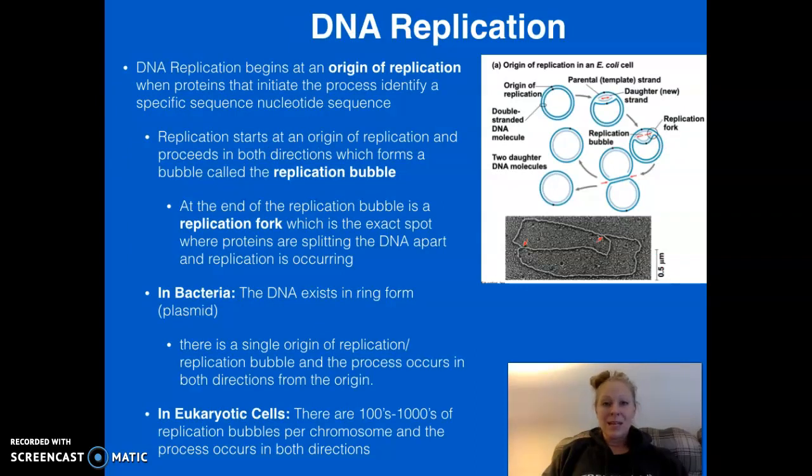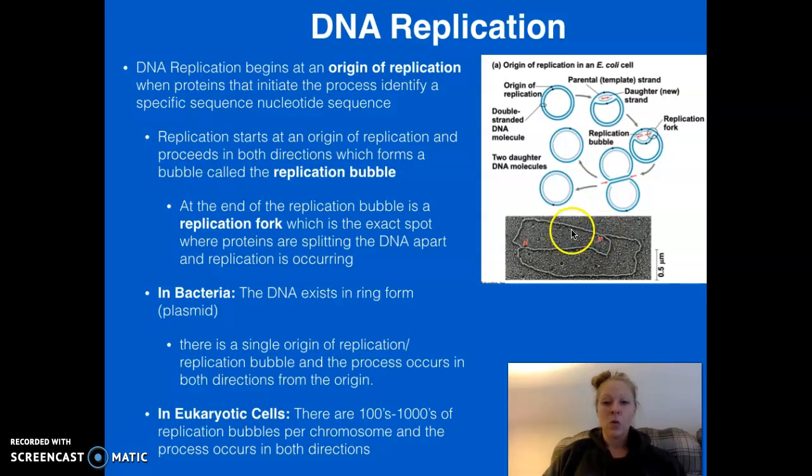So let's talk about DNA and where it begins. It begins at the origin of replication. The origin of replication, let's look at this bacterial plasmid, or a strand of DNA in the bacteria, is a ring. It has a single ring-shaped DNA strand.